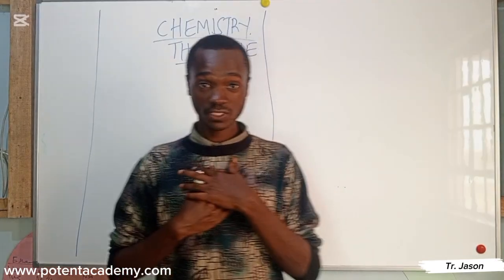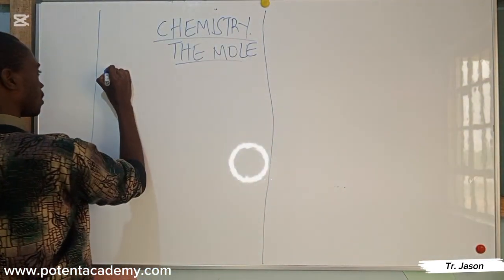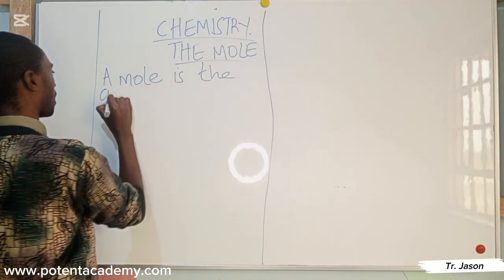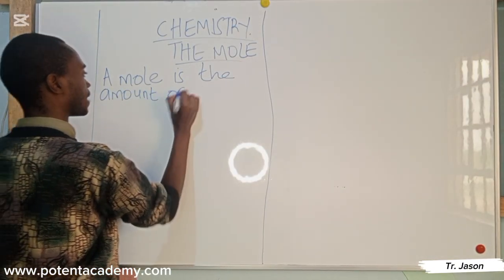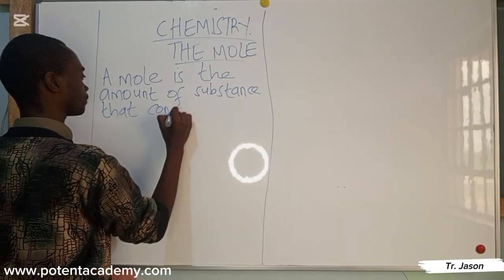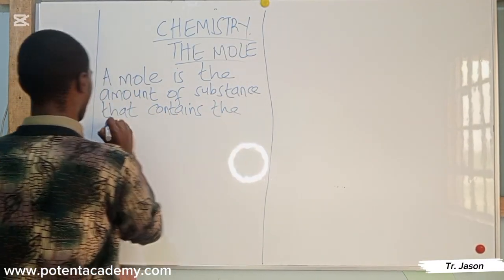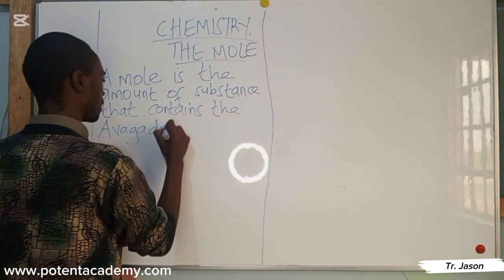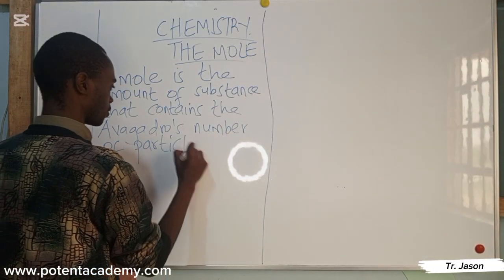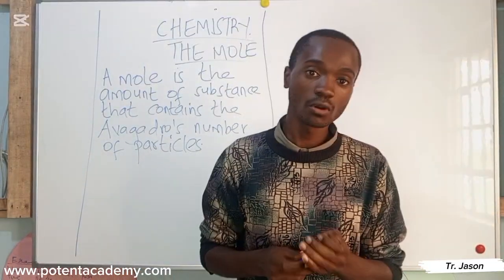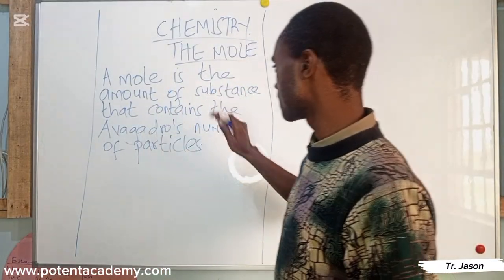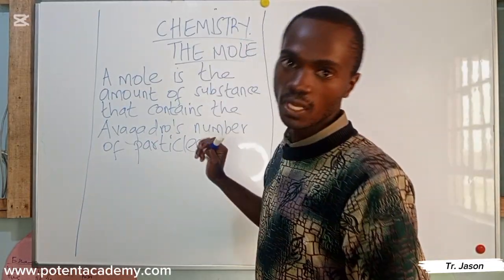So, we start by asking ourselves, what is a mole? A mole is the amount of substance that contains the Avogadro's number of particles. There are very many ways we can define the term mole, but this is the best way of defining what a mole is. A mole is the amount of substance that contains the Avogadro's number of particles.